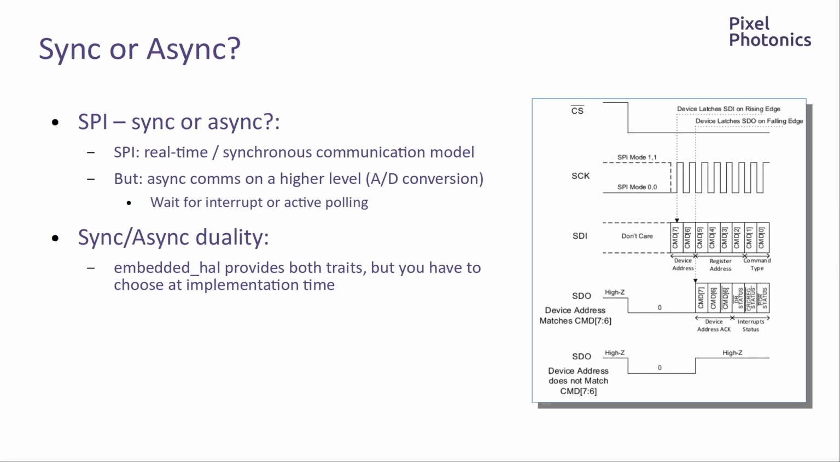The second aspect that comes up when you implement such a driver is that you have to decide whether the methods you implement are synchronous or asynchronous. Right now, with embedded HAL, I think there's a separate crate for the async traits, but you have both of these traits. So you have one SPI device trait in the async and one in the sync case. And to allow both use cases, you actually have to implement it twice.